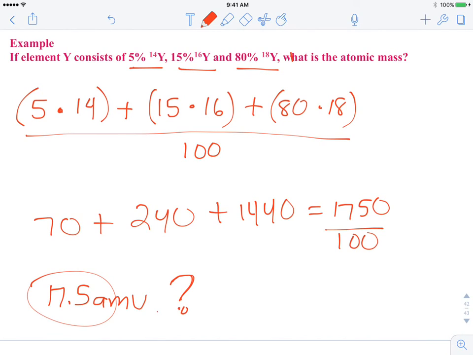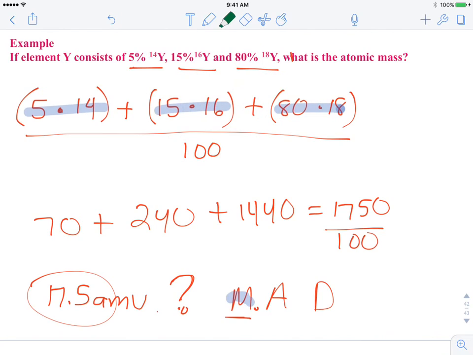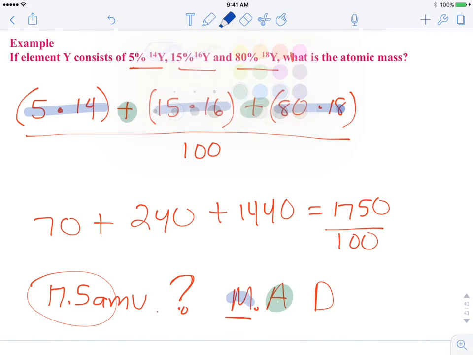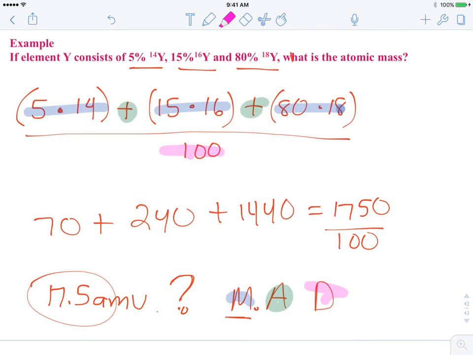So this is how you find an average atomic mass. I like to say I get mad, and that means I multiply. So for this, I multiplied, then I added, and then I divided by 100. So I multiply, I add, and I divide.